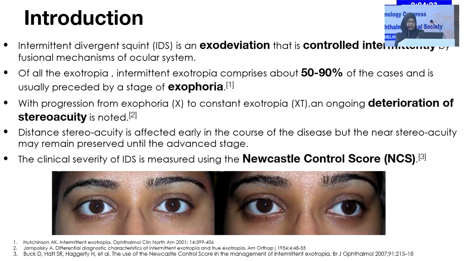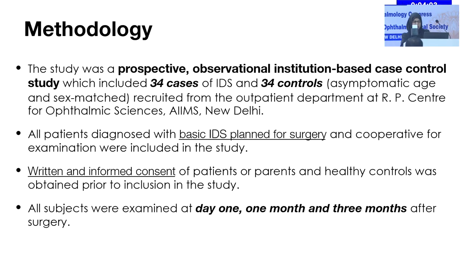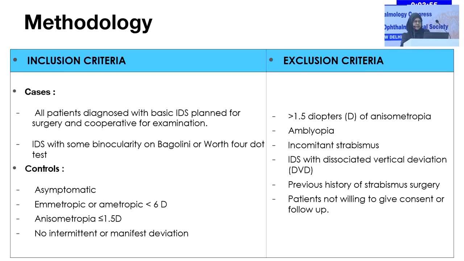And the clinical severity is measured using the Newcastle control score. So our primary objective was to see the distance and near stereoacuity, and the motor outcomes were seen using Newcastle score and fusional vergences. And the secondary objective was to correlate the sensory and motor outcomes and to compare these parameters between cases and controls. So 34 cases and 34 controls were taken, and the subjects were examined on day 1, 1 month, and 3 months after the surgery.